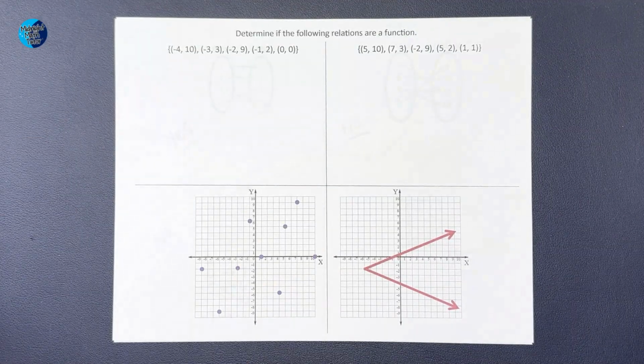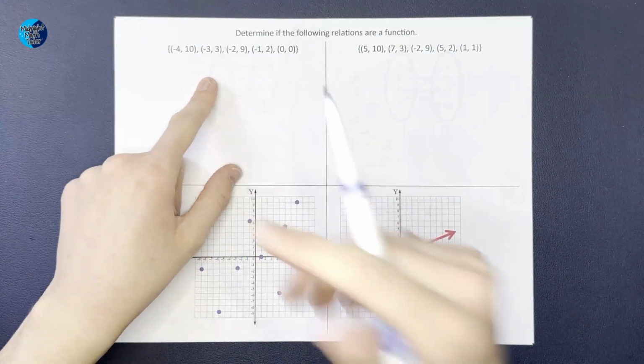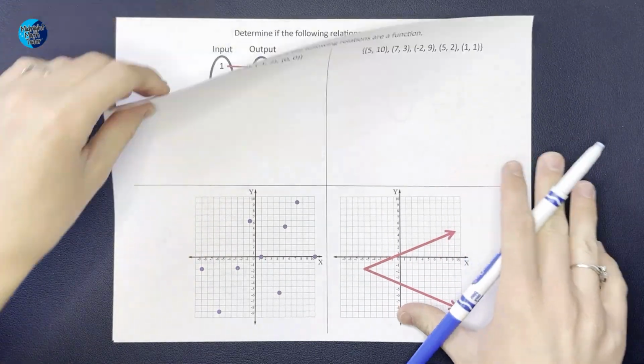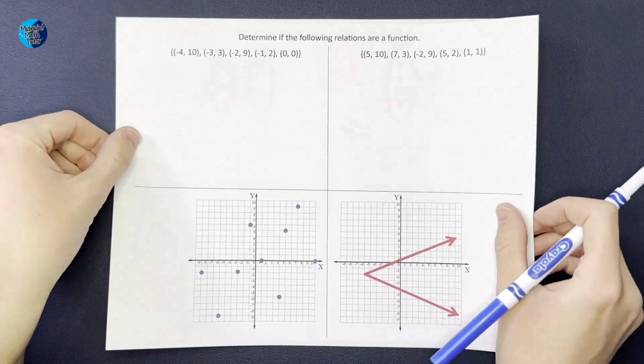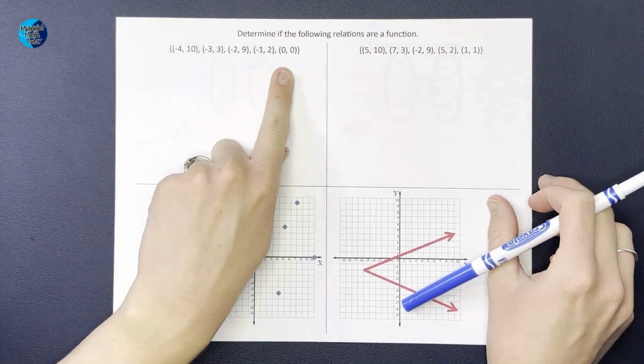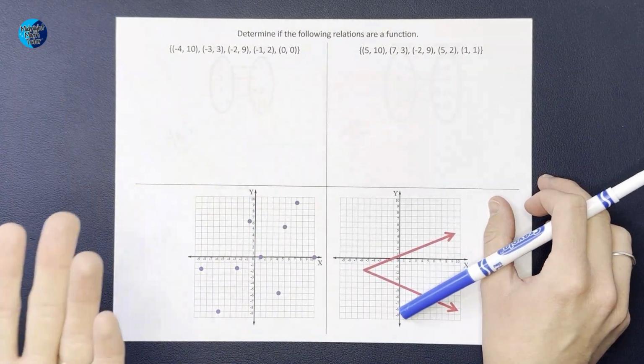All right, here we've got ordered pairs. This is just like my mapping charts and tables here. It's just written differently, right? But I could write this as a map or as a table if I wanted to.